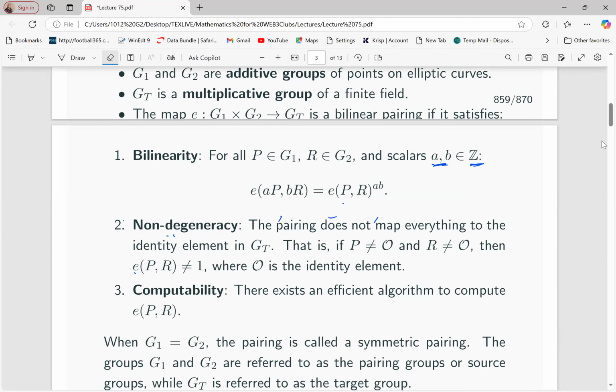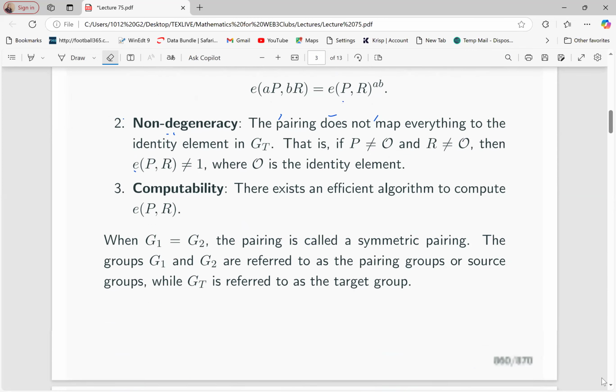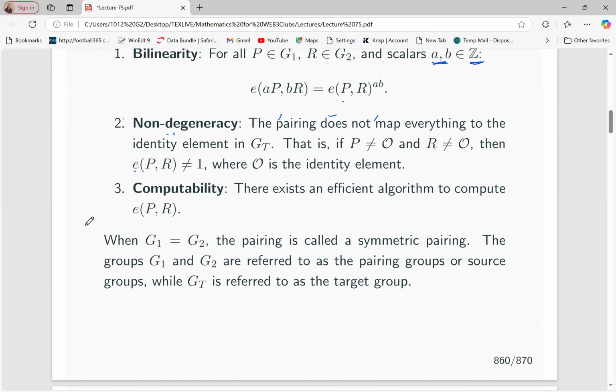Now, just before we go into the details of bilinear pairing, I thought we should know some terminologies. The first terminology that I wanted us to know is that if the first group and the second group are equal, then this pairing shall be called symmetric pairing.